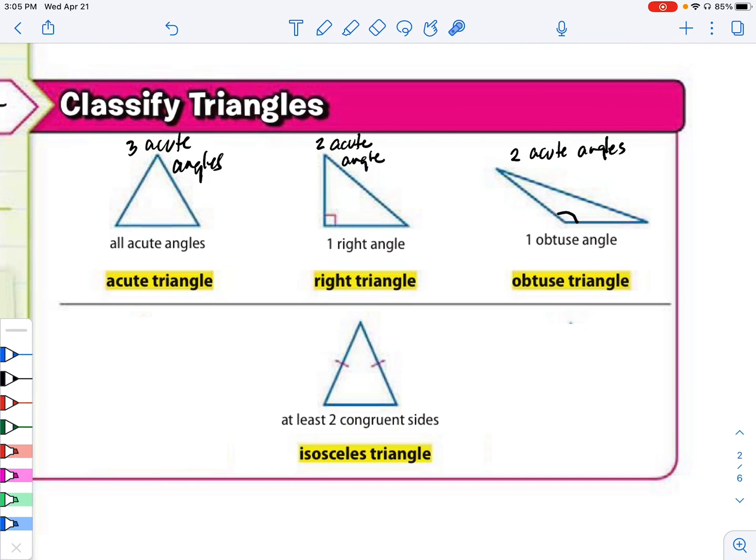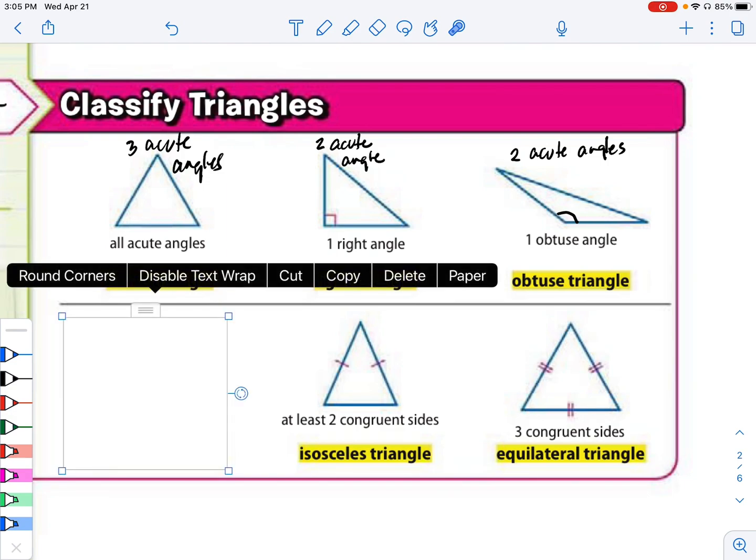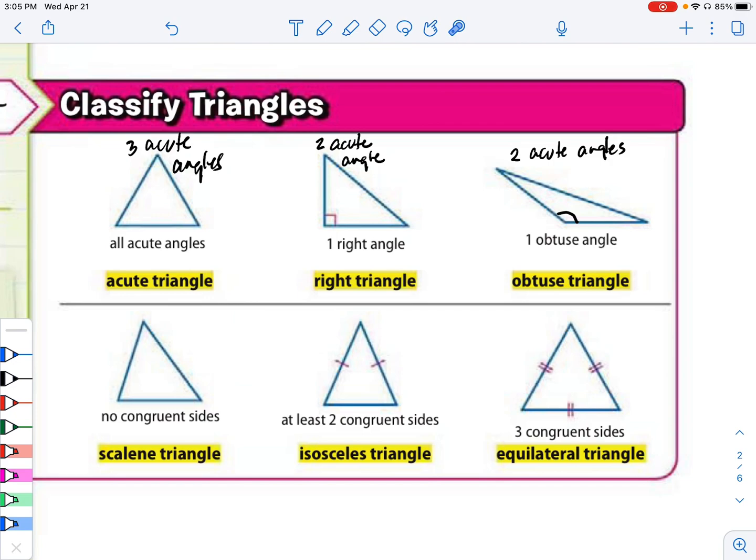In an equilateral triangle, which is this one right here, you have three congruent sides. Again, look at the double hash mark. It's the same for all three sides. Therefore, these three sides are congruent. So in an equilateral triangle, all the sides are congruent. In an isosceles triangle, only two sides are congruent. And there's one last triangle that we need to talk about. It's what we call a scalene triangle. In a scalene triangle, no sides are congruent. So isosceles, two sides, equilateral, three sides. In a scalene triangle, no sides are congruent.